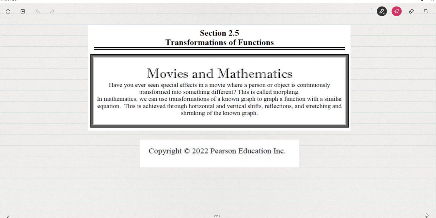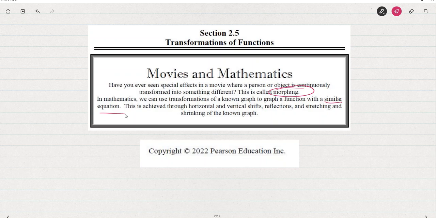Have you ever seen special effects in a movie where a person or object is continuously transformed into something different? In a movie, this is called morphing. In math, we can use transformations of a known graph to graph a function with a similar equation.